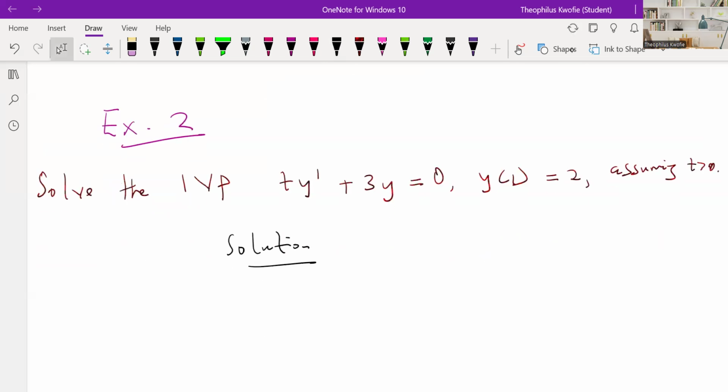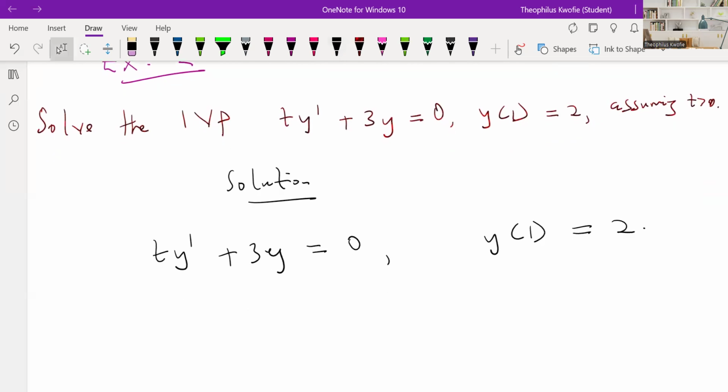So we are given this problem. It says that we want to solve the initial value problem. So this is our initial value problem. We have t multiplying the first derivative plus 3y equal to 0, and it is subjected to y of 1 equal to 2. But how do we solve this?